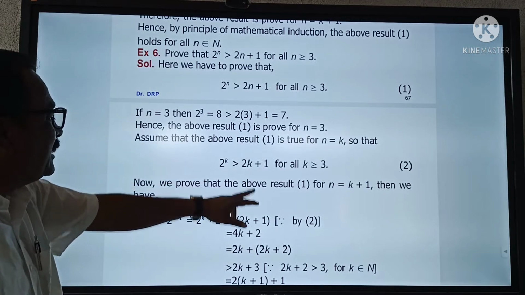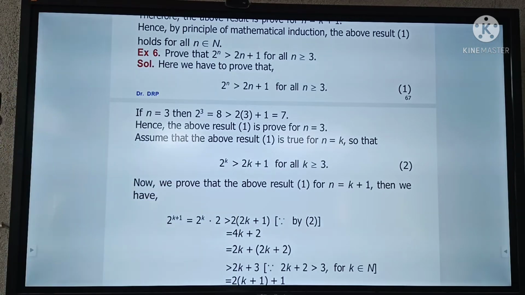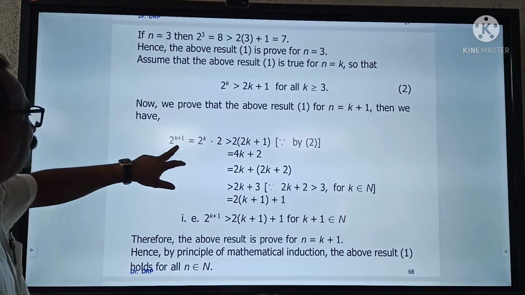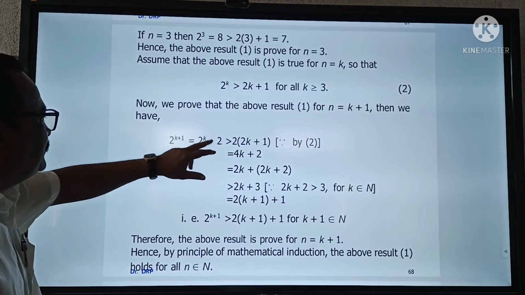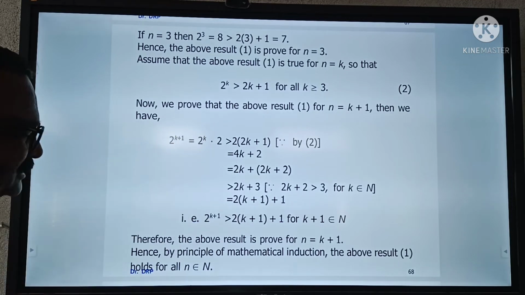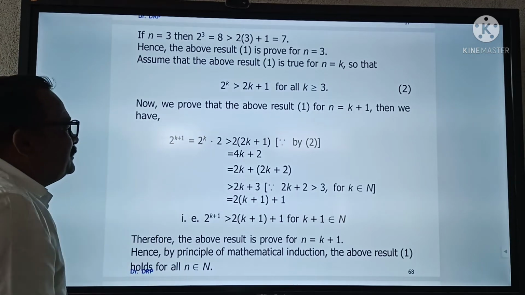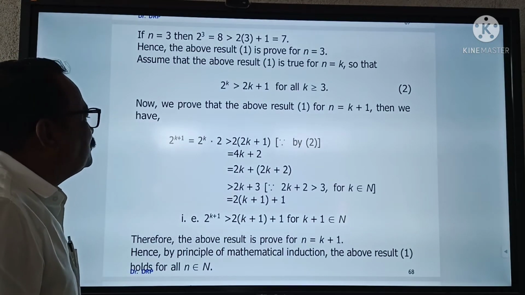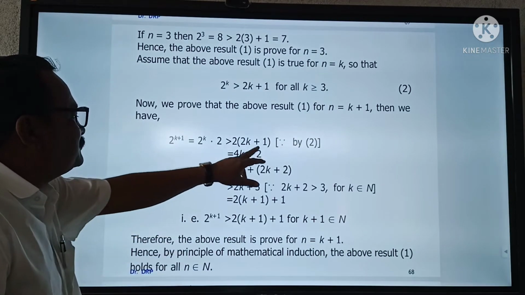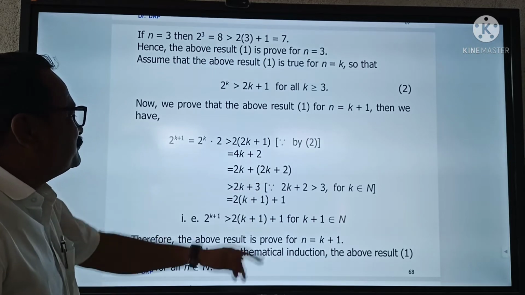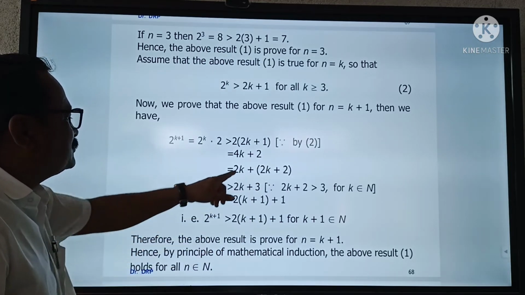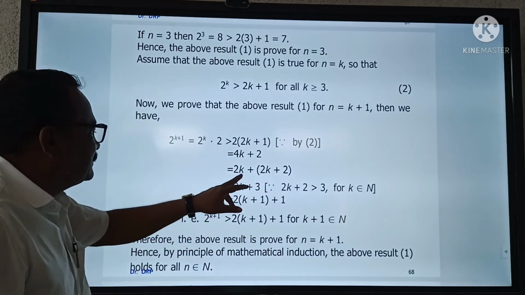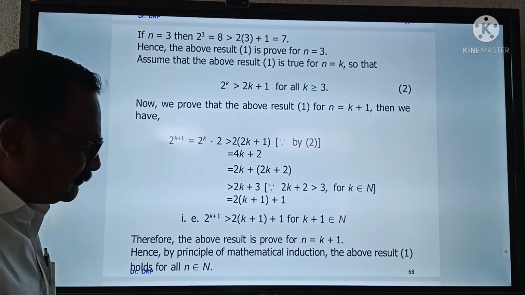So we get 2 raised to k is greater than 2k plus 1 for all k greater than or equal to 3. So now we have to prove 2 raised to k plus 1 is greater than 2 into k plus 1 plus 1. So 2 raised to k plus 1 is written as 2 raised to k into 2. We know that 2 raised to k is greater than 2k plus 1. So it is 2 times 2k plus 1. So this becomes 4k plus 2. 4k plus 2 can be written as 2k plus 2k plus 2.